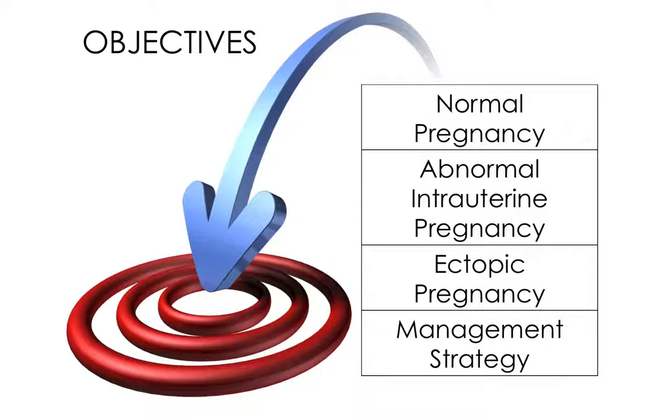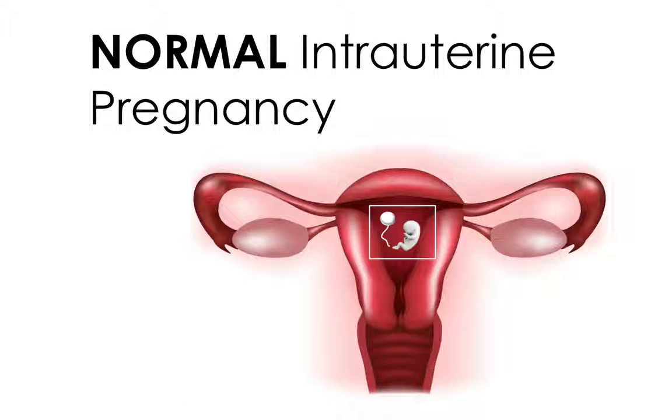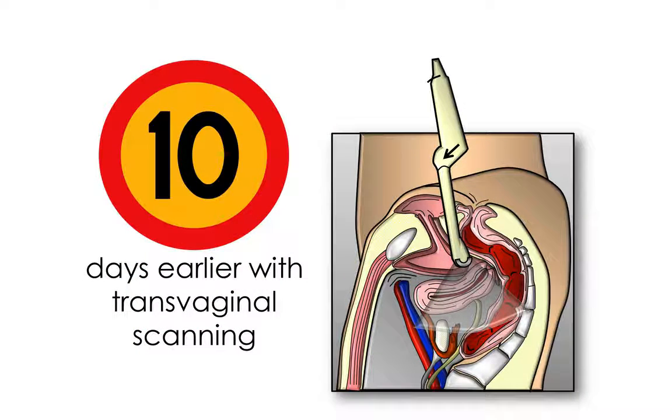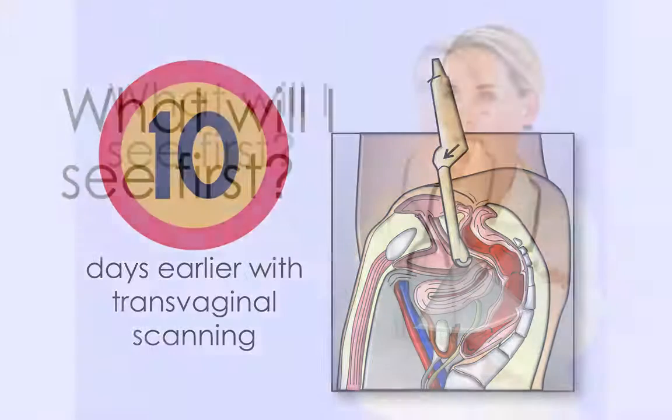The objectives for this module include the ultrasonic evaluation of normal pregnancy, abnormal intrauterine pregnancy, and ectopic pregnancy. We will also discuss the management strategy you will use to manage these patients based on your ultrasound exam. First, let's discuss normal intrauterine pregnancies. There are two approaches to ultrasound examination of the pelvis, transabdominal and transvaginal. In general, embryonic structures will be seen about 10 days earlier by transvaginal ultrasound versus transabdominal ultrasound.